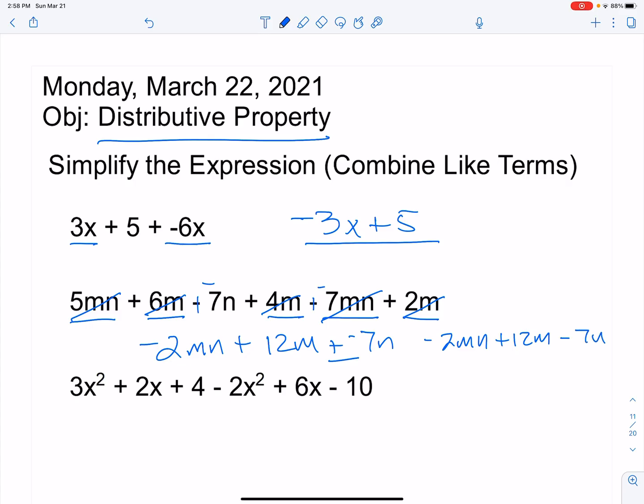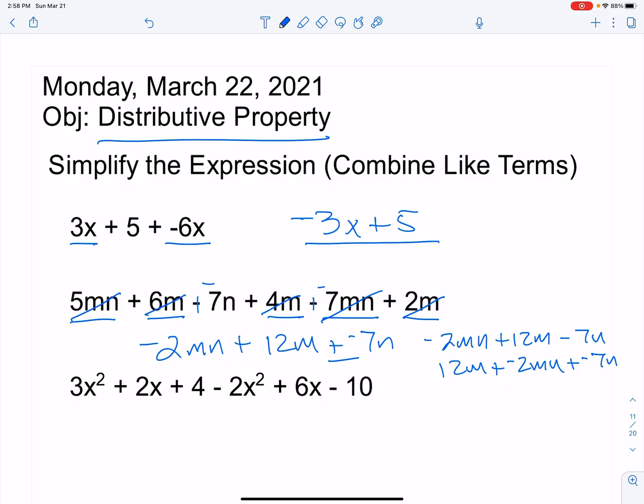Now, there are some other ways of rearranging it. Technically, this particular expression would be written 12m plus negative 2mn plus negative 7n, because you would begin putting things in alphabetical order and all that kind of good stuff. So that's the reason why I like everything to be in plus, so then I can rearrange it any way I need to. Okay, so let's take a look at this last one here.